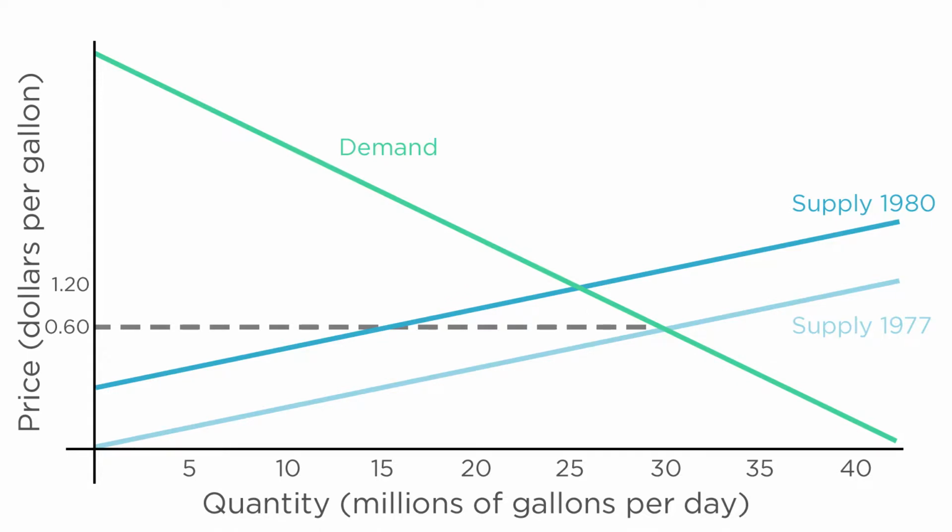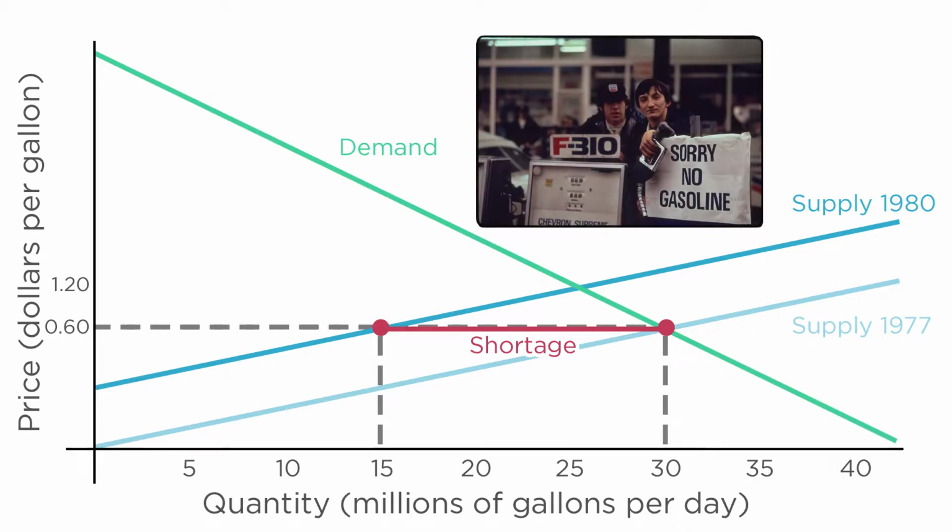At this price, with the new supply curve, firms are willing to produce less. Let's assume that before firms produced 30 million gallons per day, but with the political turmoil, they're now only willing to produce 15 million gallons per day. At the same time, the quantity demanded by consumers doesn't change. At 60 cents, they still demand 30 million gallons per day. There's a shortage. It doesn't matter that consumers want more gasoline than is being produced. It just isn't there. What happens to social welfare?